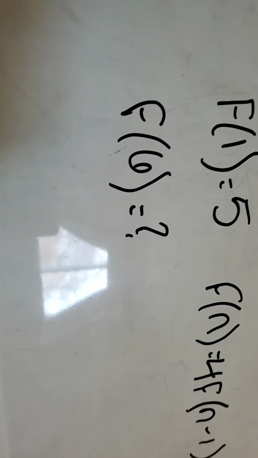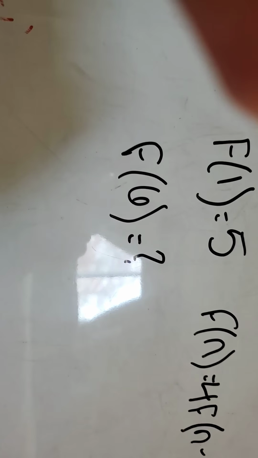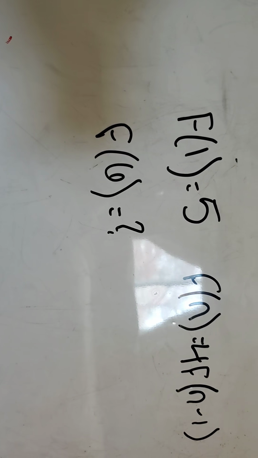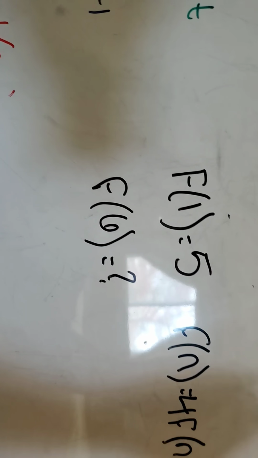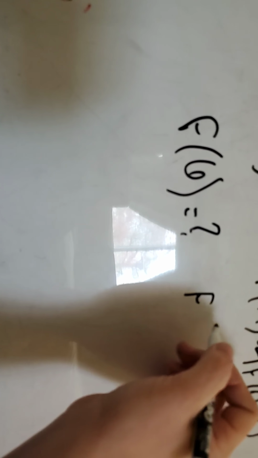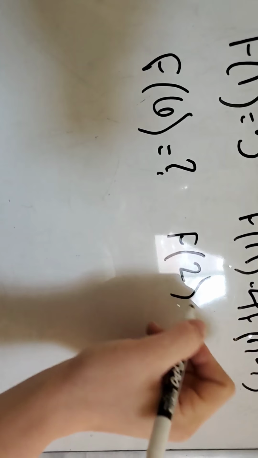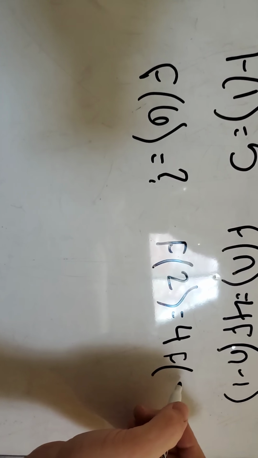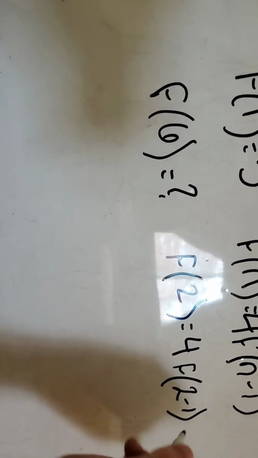Now we want to figure out, and this actually won't be too bad. The first term is 5, right? And then there's some more terms, and it wants to know, well, what's the sixth one? Okay, well, we can do this. If f of 1 is 5, then f of 2 is 4 times the term before it, f of 2 minus 1. See what I did there?